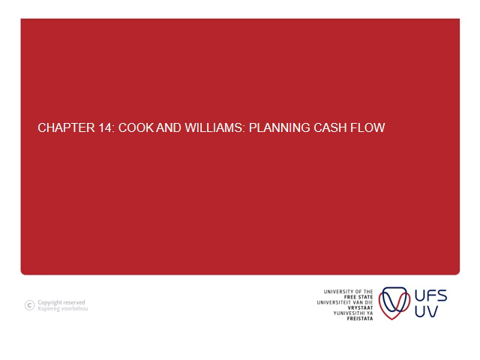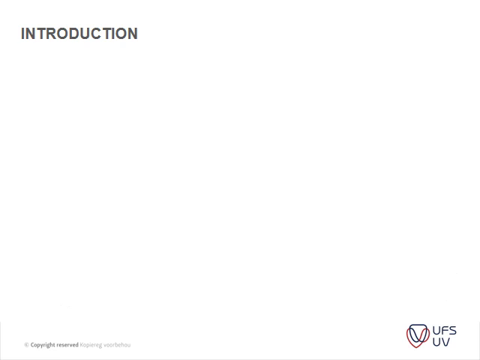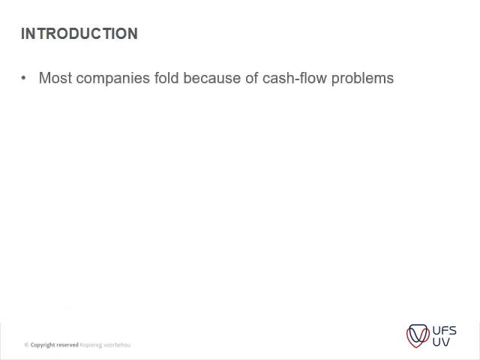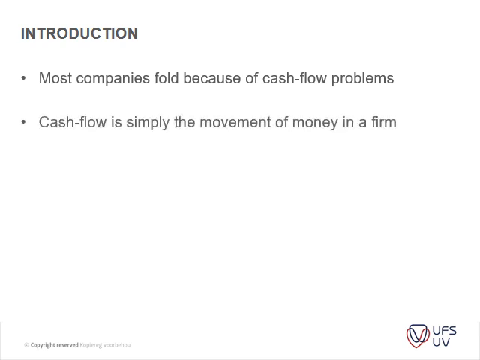So in Cook and Williams, we're looking at the cash flows. So let's get into it. Okay, so most companies fold because of their cash flows, and cash flow is simply the movement of money in a firm.